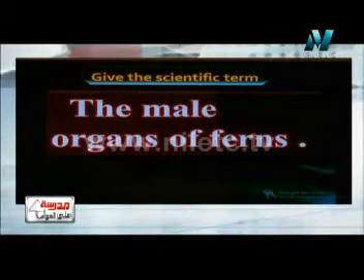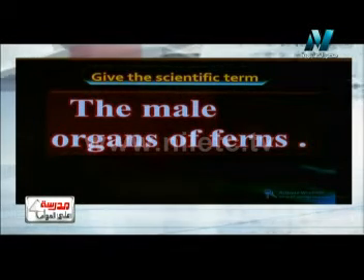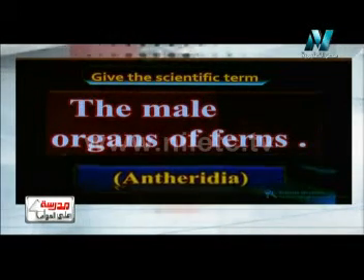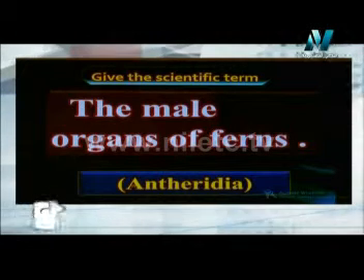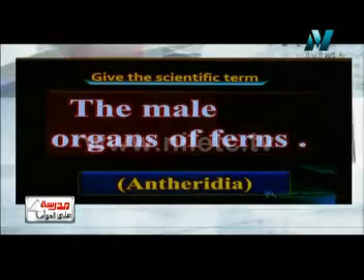The male organ of fern. The male organs of fern are the antheridia. The singular of antheridia is the antheridium, which is responsible for the formation of the male gamete, which is called the ciliated sperms. The ciliated sperms act as the male gametes surrounded by cilia to swim in water to reach the egg cell for fertilization and the formation of the zygote.